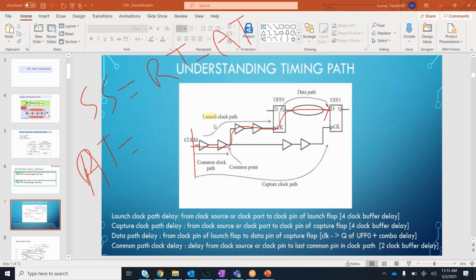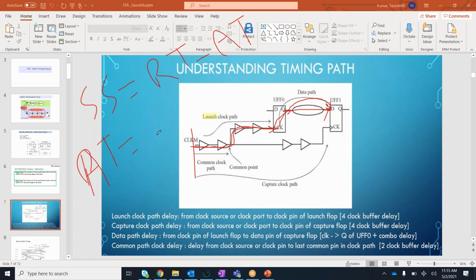So arrival time is, what is the journey of the time? It will start from here, reach this clock pin, then clock to Q, and then from this Q pin to the D pin of my capture flop. So if we add this much time, that will be the data arrival time.